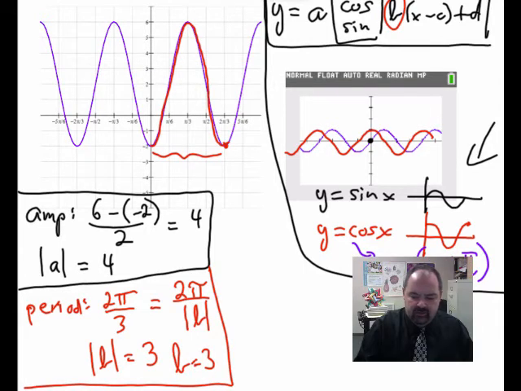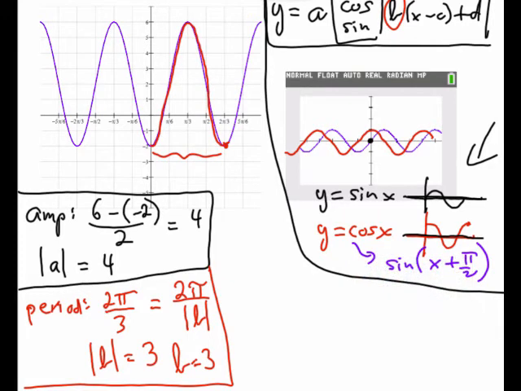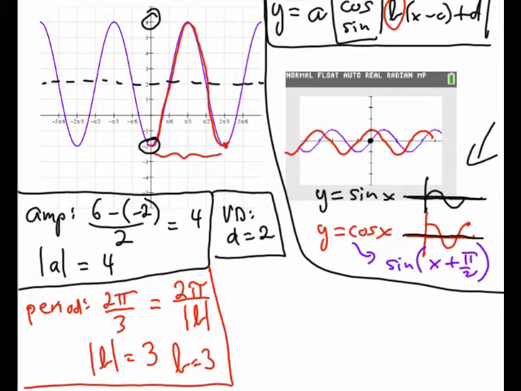I'm going to jump now to the vertical displacement. And remember that on a standard sine and cosine graph, the x-axis is the middle. The vertical displacement is 0. Half the graph is above the x-axis, half the graph is below. So on our given graph, if we look at where the middle is, that would be the halfway point between the minimum and the maximum. So you can add those together. 6 plus negative 2 is 4, divided by 2 is 2. My middle is 2, which is telling me that my vertical displacement is 2 units. In other words, D is 2.